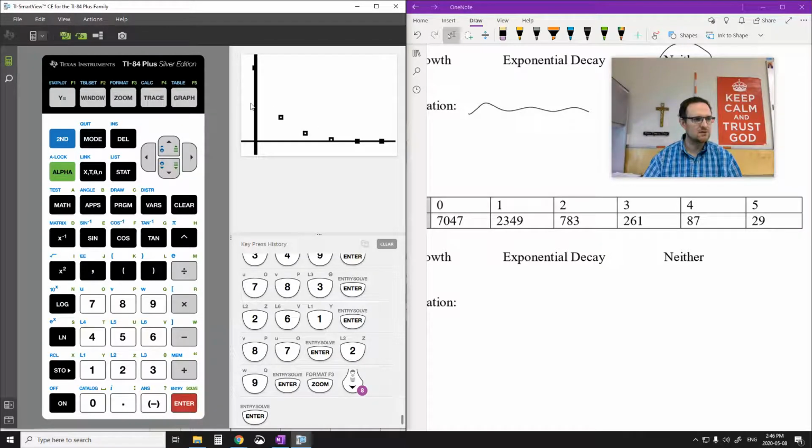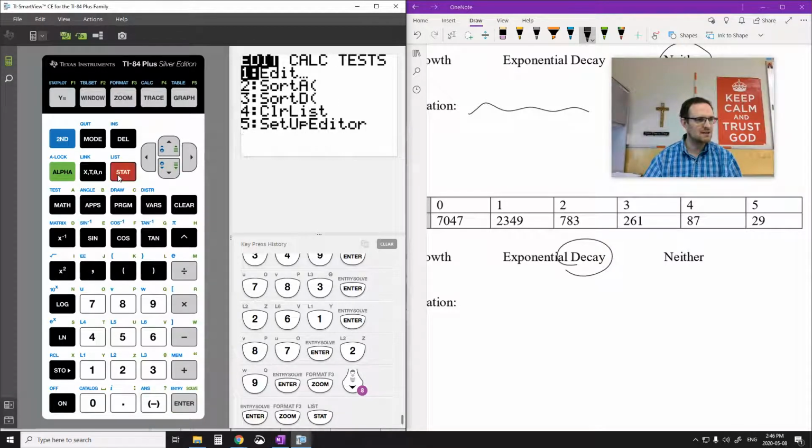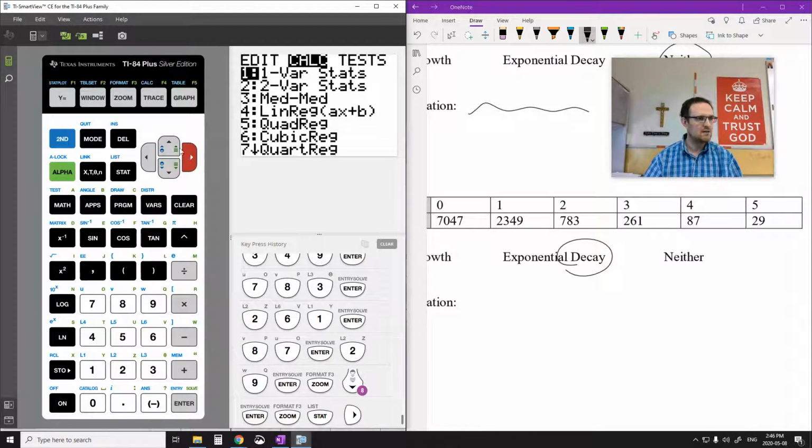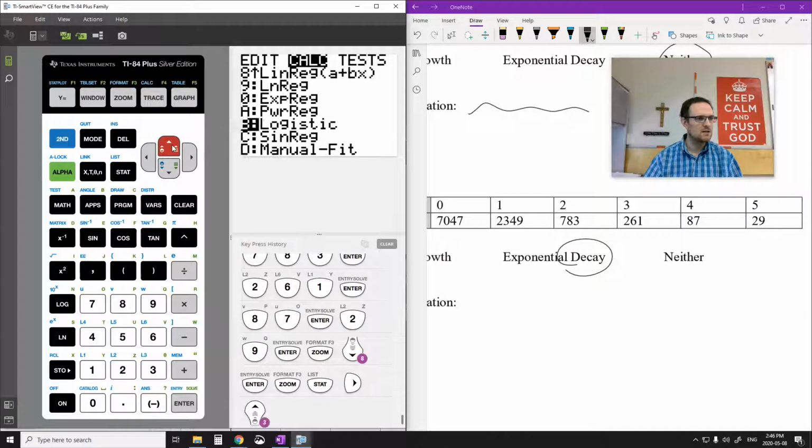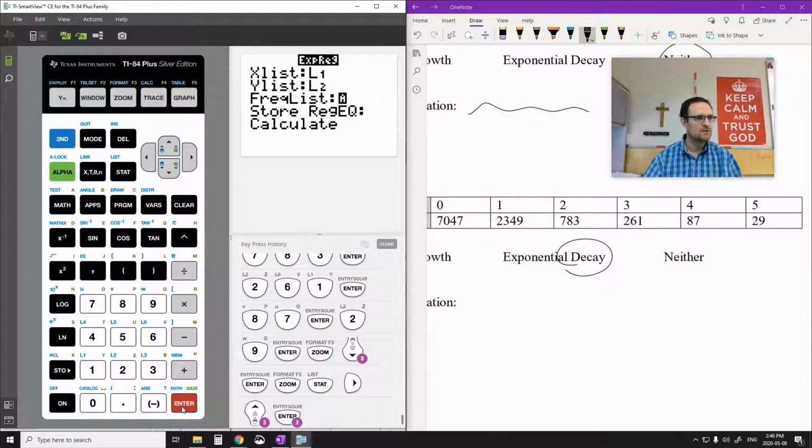I zoom out a lot, so this y-axis here looks pretty ugly, but it does look like decay to me. So it's going to be decay. That's what it looks like it's going to be. But let's just double check. So I'm going to go to stat, over to calc. I'm going to do the exponential regression, so number 0 here. Enter, enter, enter. Now, I don't need to see the equation to determine what it is. I'm just going to go calculate. The r squared is perfectly 1.